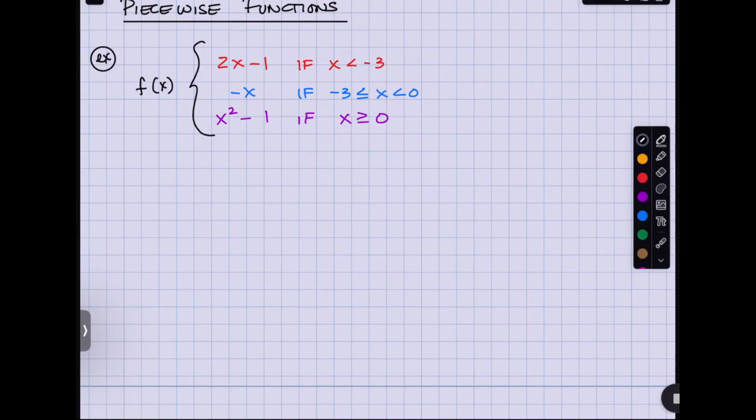Do you guys agree that this one right here is going to be y equals 2x minus 1? Agreed? This one here is going to be y equals negative x. And this one right here is going to be y equals x squared minus 1. Everybody agree with that? Are we okay with this so far? Because the f of x out here just means each of them is f of x, right? It's just calling it the same function called f of x.